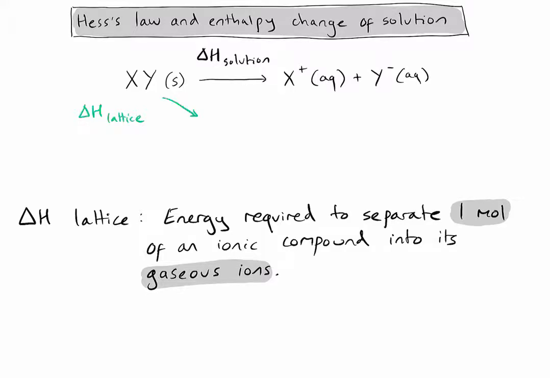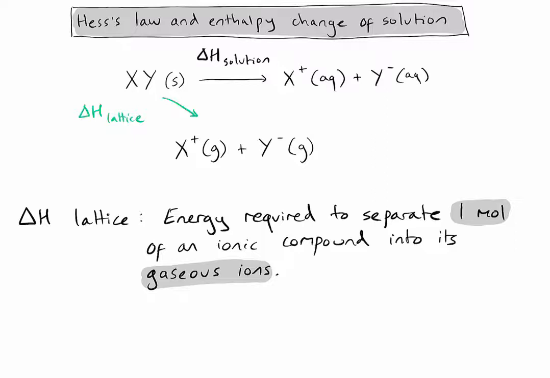So, if that's the definition, let's write the midway point of our alternative route to calculate enthalpy change of solution. Here you can see I now have X plus ions in the gaseous state and Y minus ions in the gaseous state. We would expect values for lattice enthalpy to be big positive numbers because it's going to take a lot of energy to separate my ionic compound into gaseous ions.